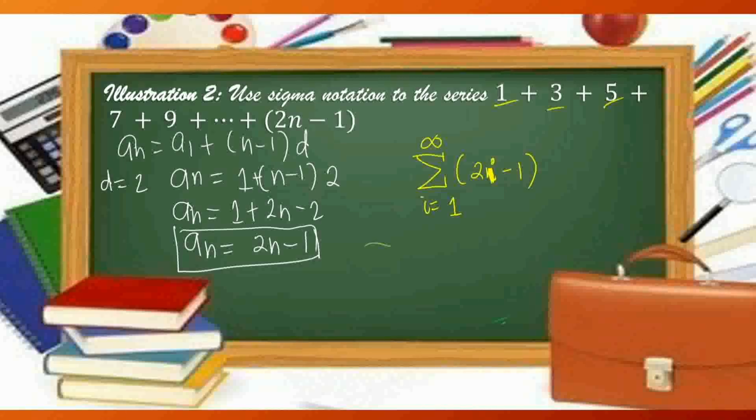It can also be written as the summation of 2i minus 3 from i equals 2 up to infinity. So if i is equal to 2, 2 times 2 is 4 minus 3, which is equal to 1. If i is equal to 3, 2 times 3 is 6 minus 3, which is equal to 3. If i is equal to 4, 2 times 4 is 8 minus 3, which is equal to 5. So i goes up to infinity.